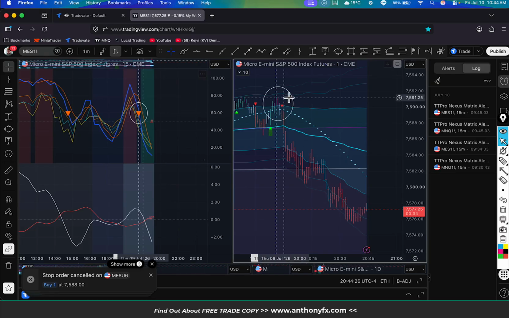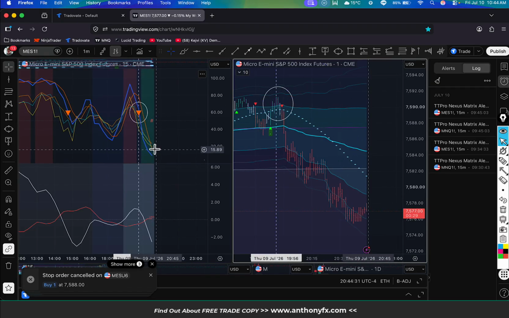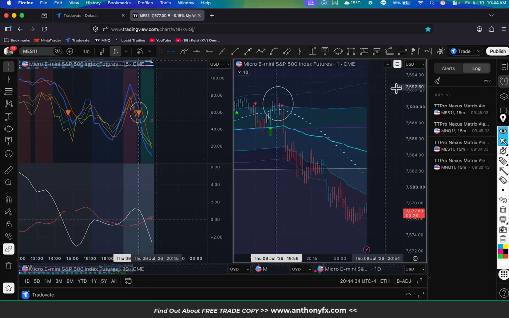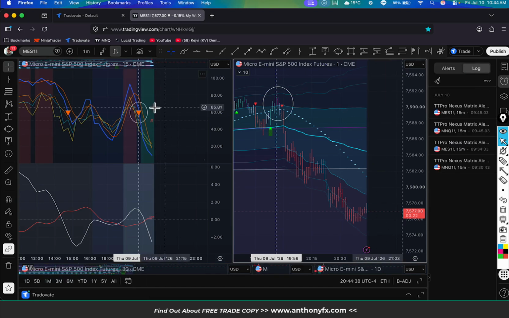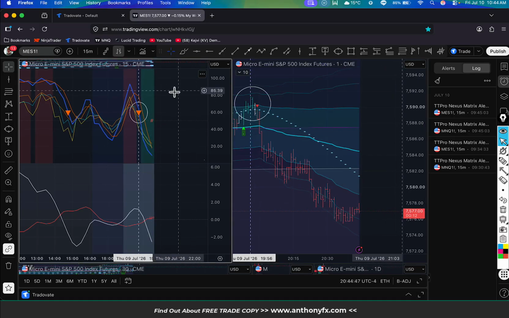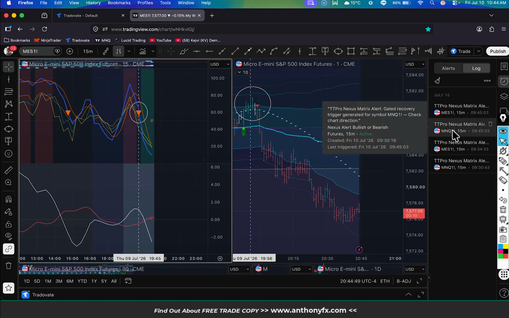So let's just go back and I'll show you now. And I'll be waiting for the next signal. This one might give me a green signal down here, and then I'm going to be long. Go through and have a look at the alert. So I just set one. It's just this one here. It's just the Nexus Scalper on the 15-minute. Just click on the chart. Let's just go down to MNQ.